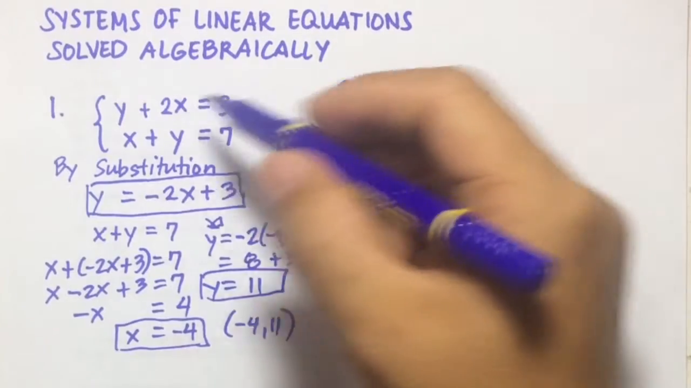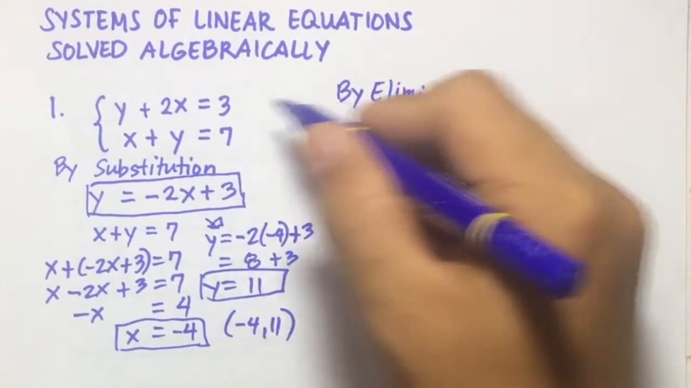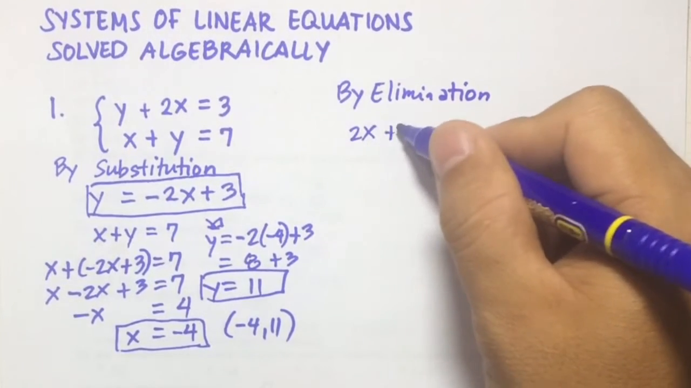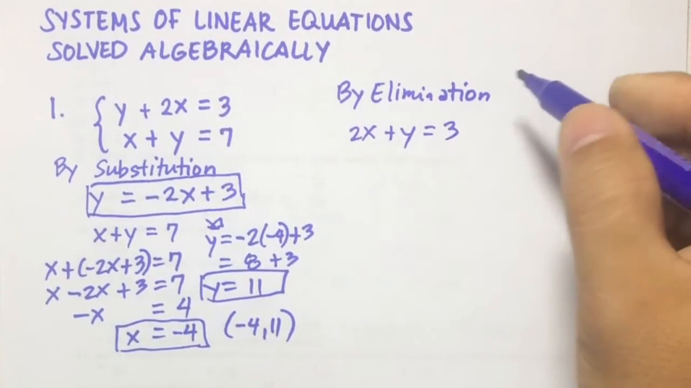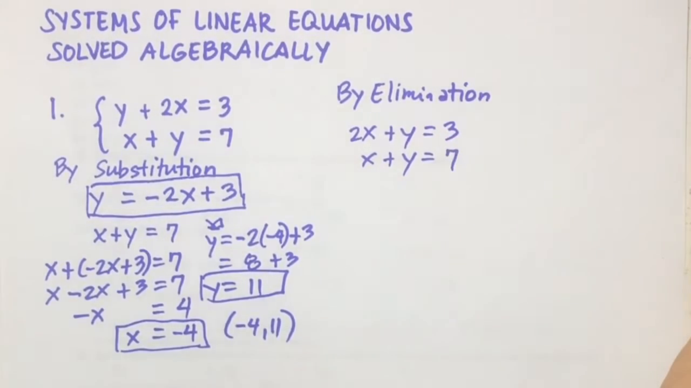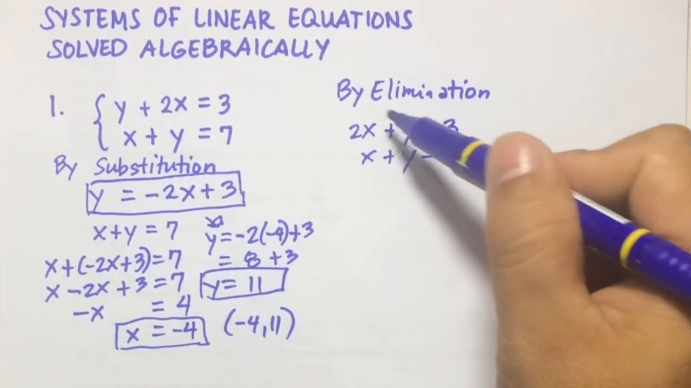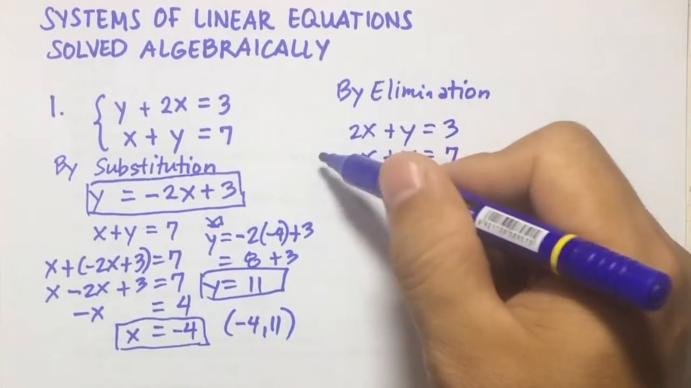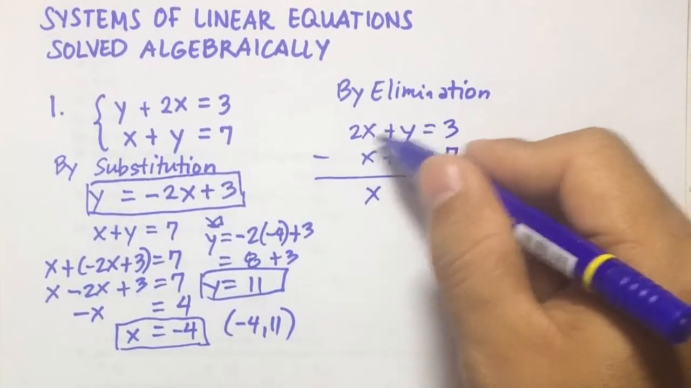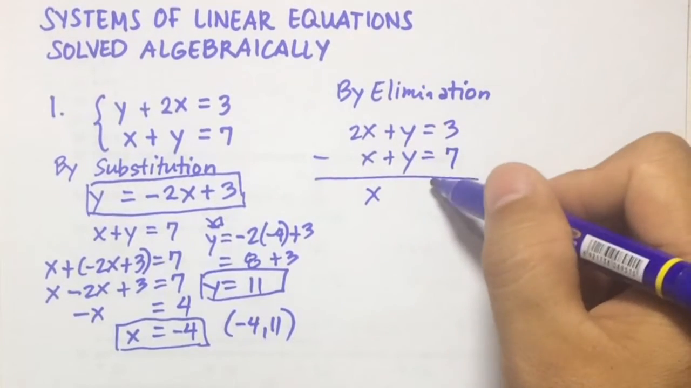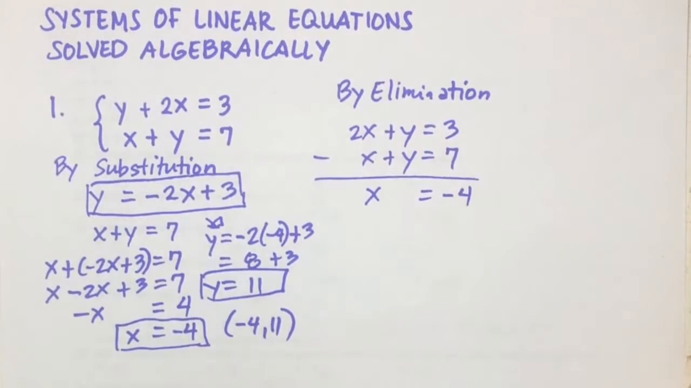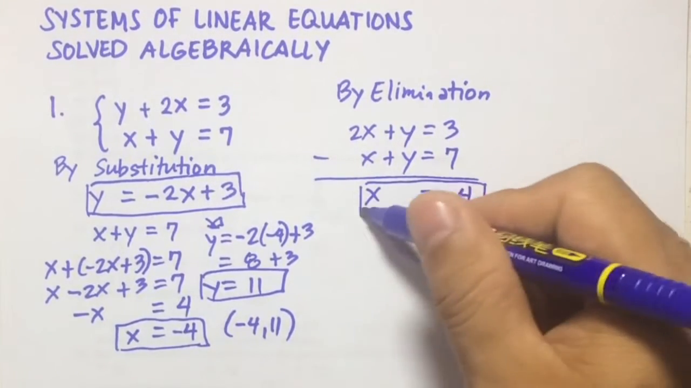So let's first arrange the terms in the first equation. The first equation is 2x plus y equals 3. The second equation is x plus y equals 7. Then subtracting the two so that we can eliminate y. So 2x minus x is x. y minus y is 0, so we have eliminated y. Then 3 minus 7 equals negative 4. So we have here x equals negative 4.